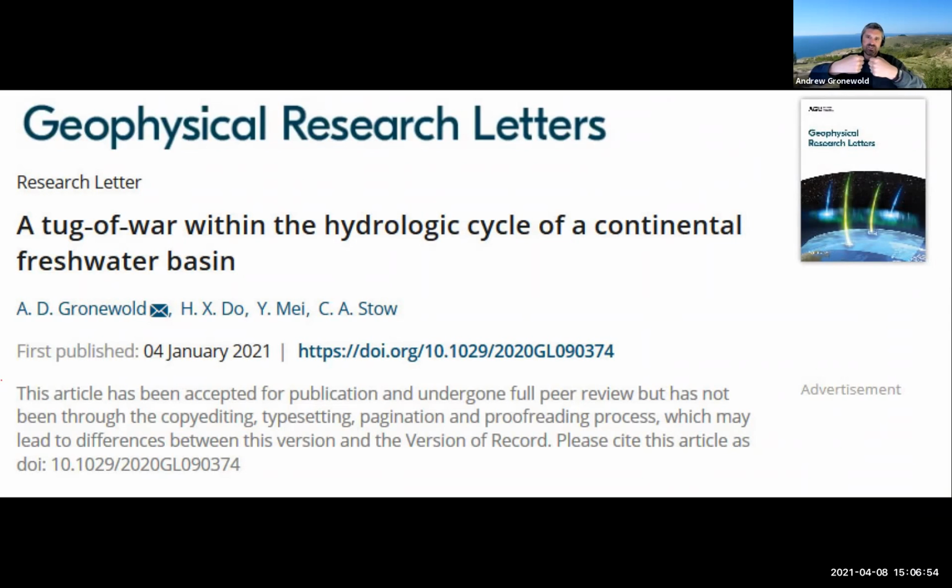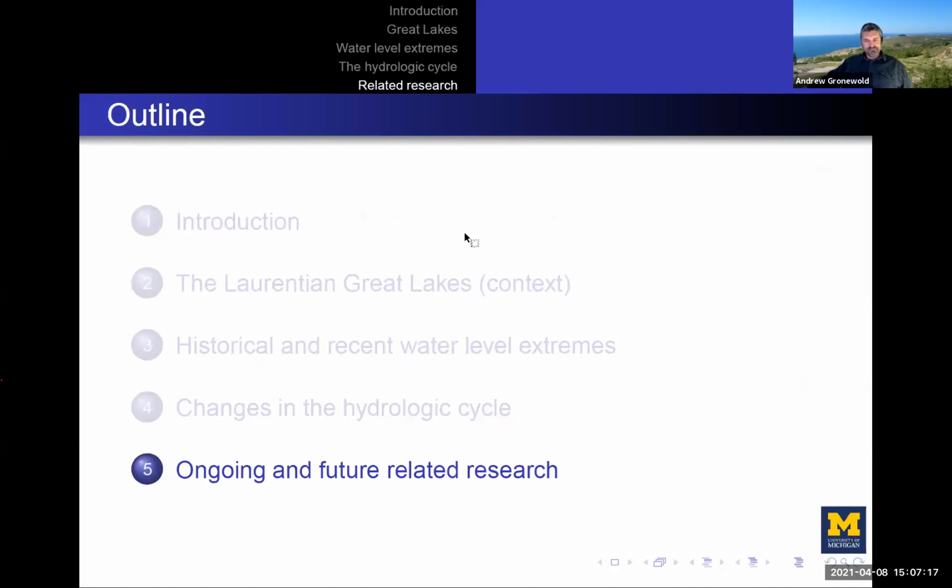And so we like to think of these two competing forces almost having a tug of war on water levels. They're getting stronger, and in some cases, one of those two forces might change suddenly due to an Arctic polar vortex deformation. And when it does, we can expect a significant swing in water levels. That's why we titled this paper, A Tug of War Within the Hydrologic Cycle of a Continental Freshwater Basin.